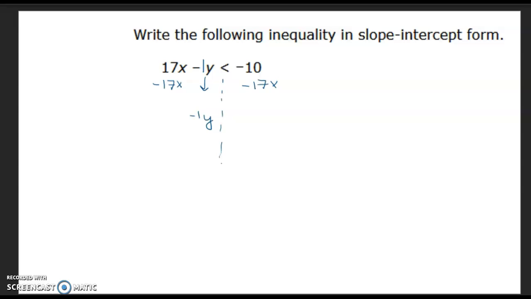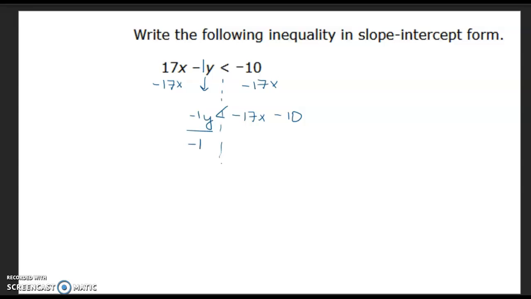And then I am going to skip this step. Instead of writing negative 10 minus 17x, I'm putting the x first. I just skipped this step. You are more than welcome to write negative 10 minus 17x first and then flip it. All right.